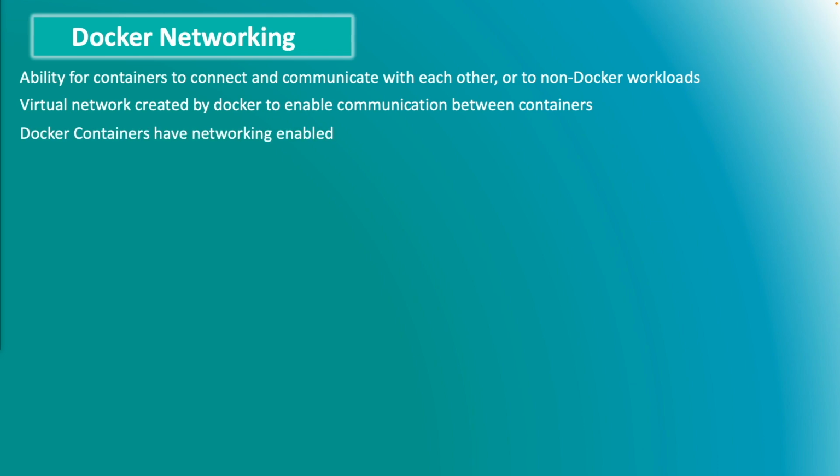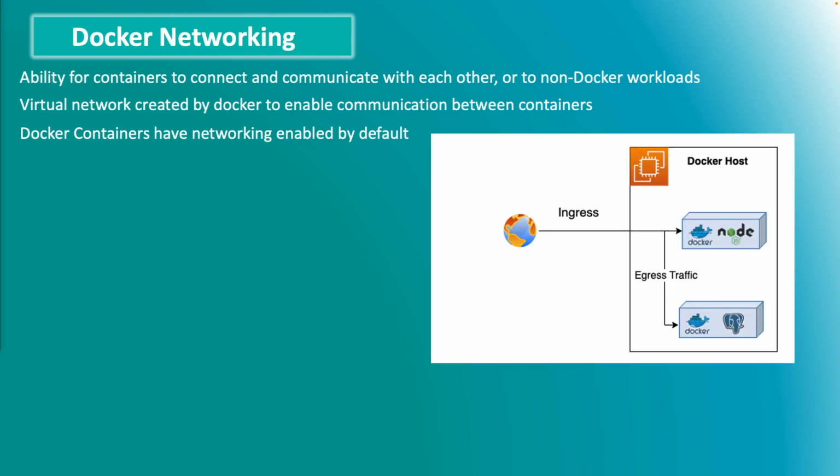Docker containers have networking enabled by default, and they can make outgoing connections. However, a container has no information about what kind of network it's attached to, or whether its peers are also Docker workloads or not. That is why we will focus more on the ingress part of networking.